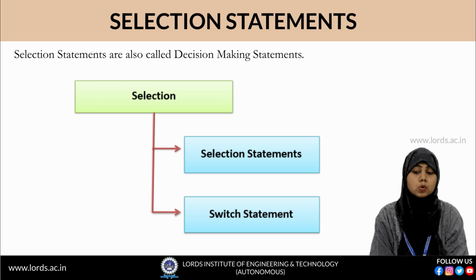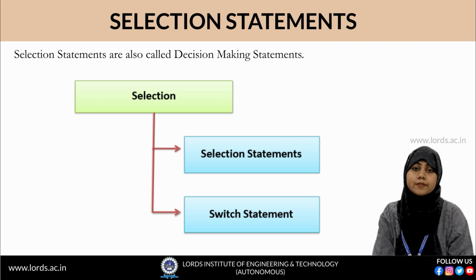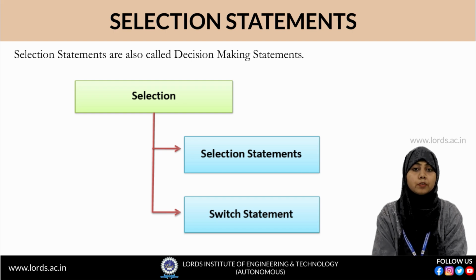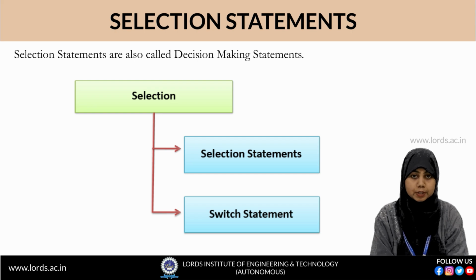Selection statements are also called if statements. They take a certain condition in the form of a Boolean expression. As you know, a Boolean expression is one which evaluates the expression and gives us the result either as true or false. If the condition is true, we get true; if the condition is false, we get false.